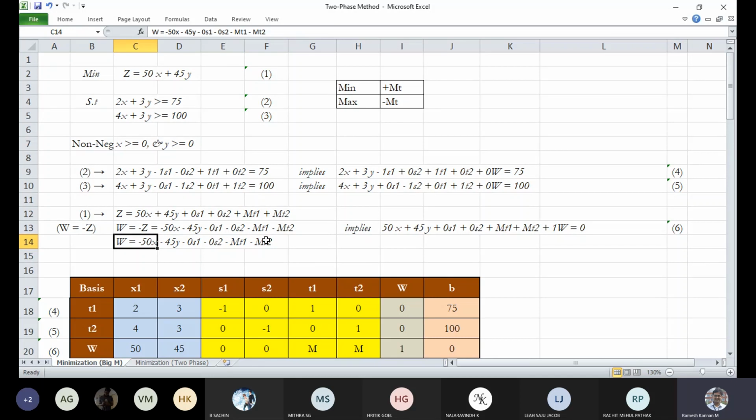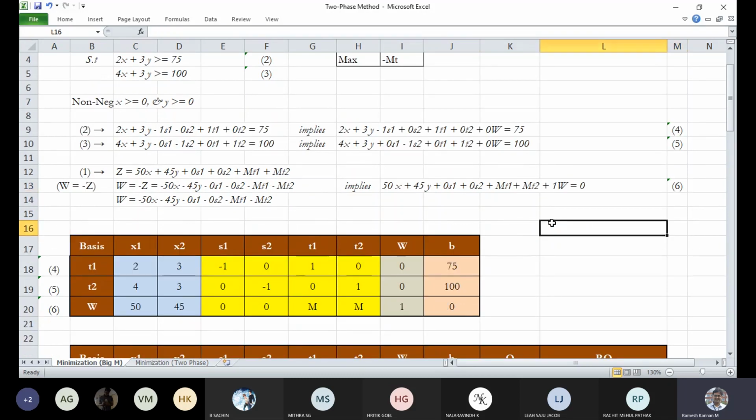So take all the factors the other way around: minus 50x minus 45y minus 0 s1 minus 0 s2 minus M into t1 minus M into t2. When it moves the other way around, everything becomes positive, and W equals 0. This will become our sixth equation, our first equation converted into the sixth equation.